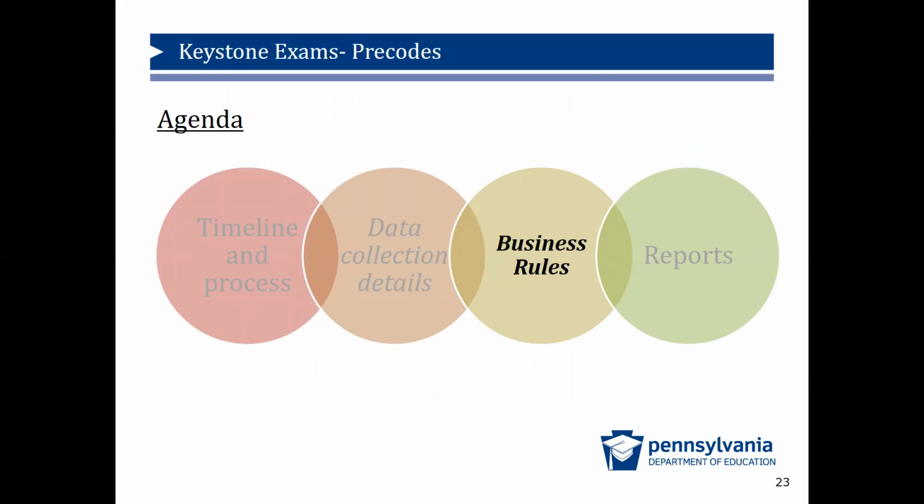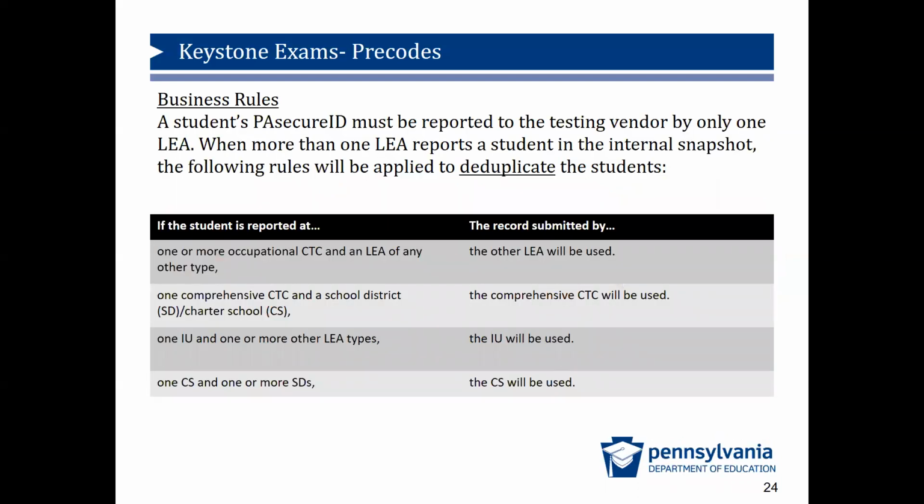Now let's take a look at the deduplication business rules after the internal snapshot. A student's PASecure ID must be reported to the testing vendor by only one LEA. When more than one LEA reports a student in the internal snapshot, the following rules will be applied to deduplicate the students. If the student is reported at one or more occupational CTC and an LEA of any other type, the record submitted by the other LEA will be used.